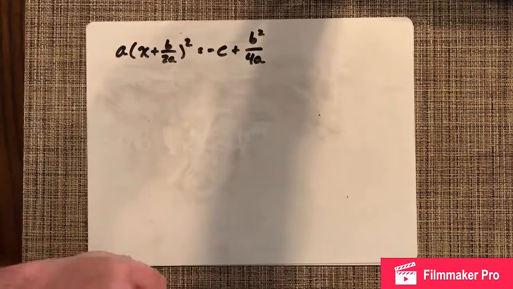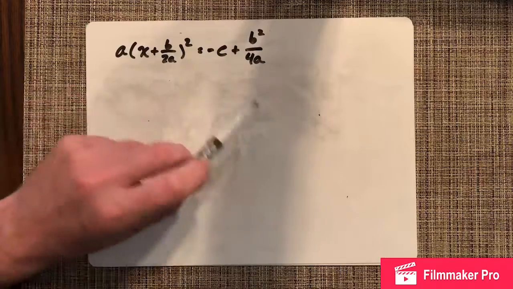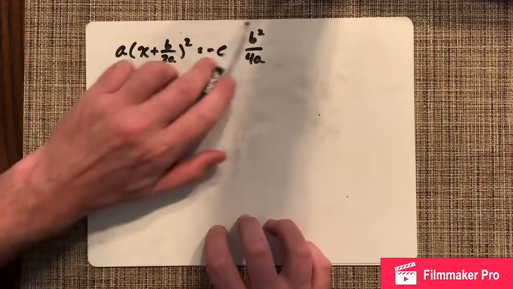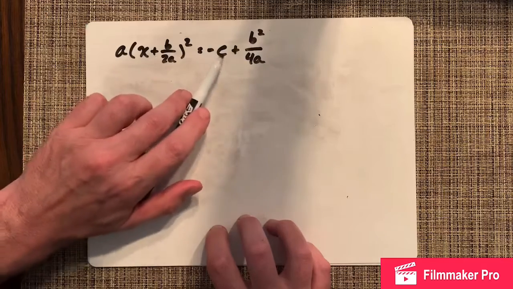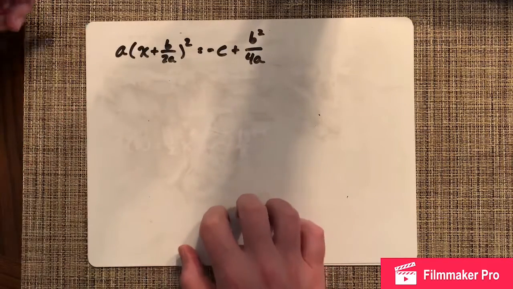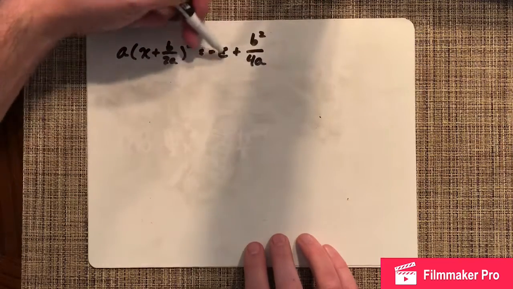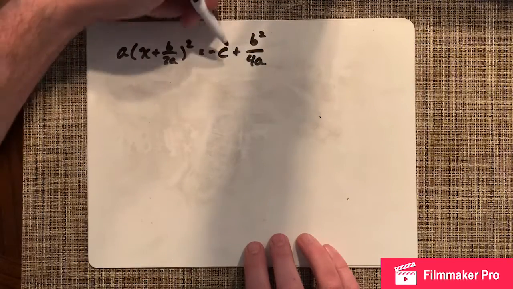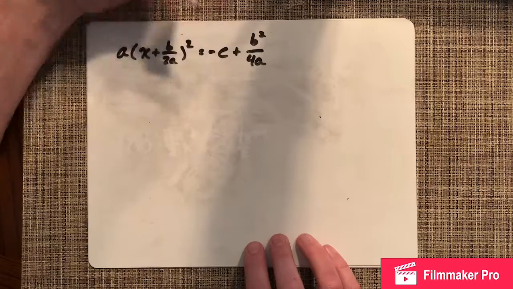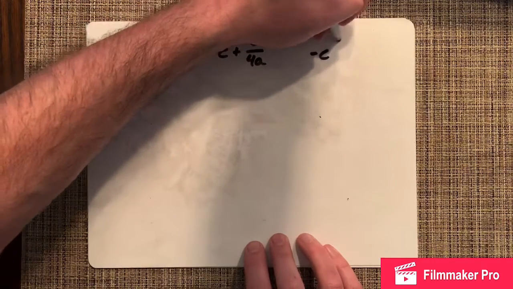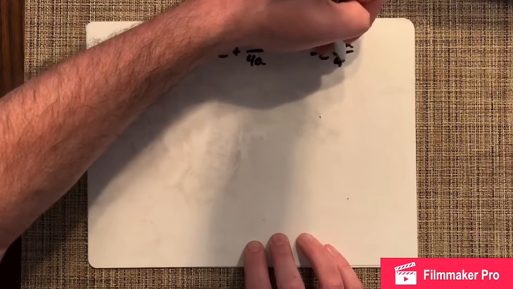Okay, generally, before I start dividing by a and doing all that stuff and taking the square root, I'm going to clean this up a little bit over here because I want to get these two terms together. If I get those two terms together, I've got a negative c and a b squared over 4a. I've got to multiply this c by 4a over another 4a. Okay, so I'm going to do that over here. Negative c times 4a over 4a.